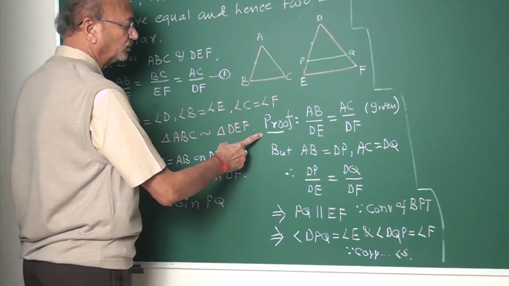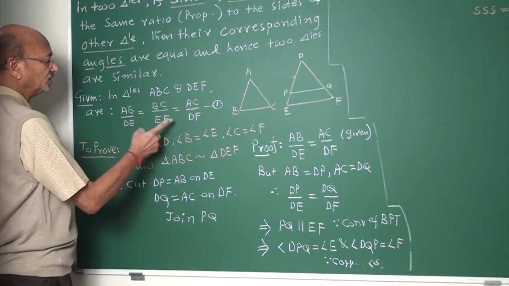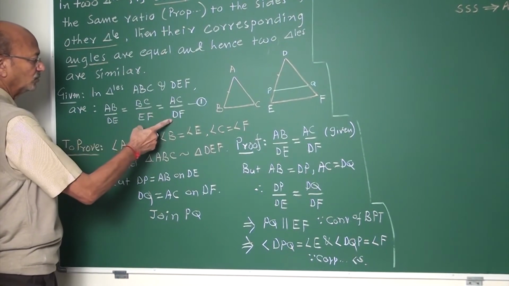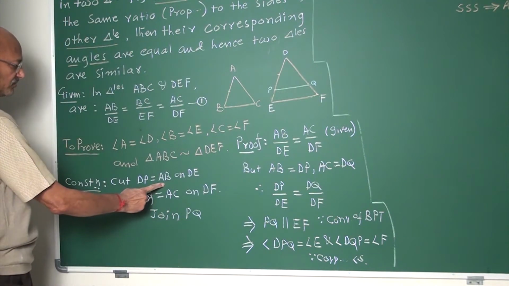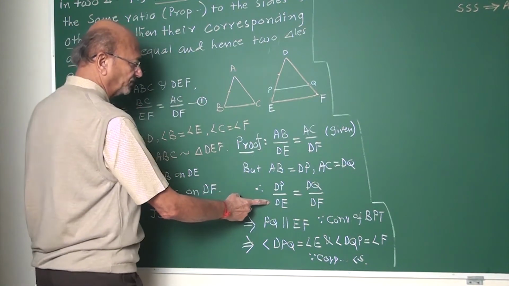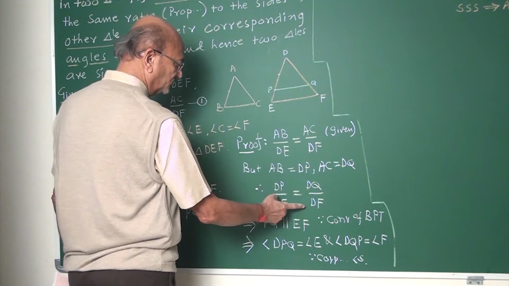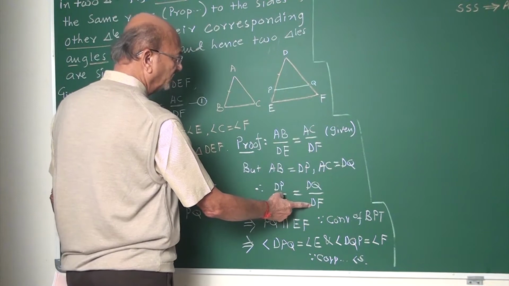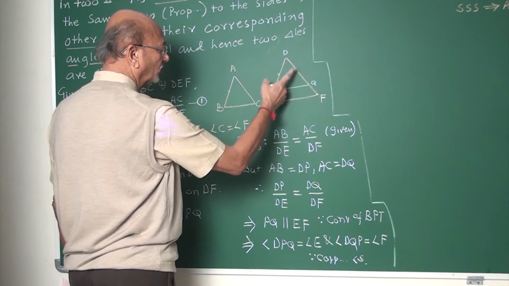Next comes, my friends, proof. What is given? AB upon DE equal to AC upon DF. But what is AB, my friend? DP. What is AC? DQ. Substitute AB equal to DP, AC equal to DQ. Substituting, you get DP upon DE equal to DQ upon DF.